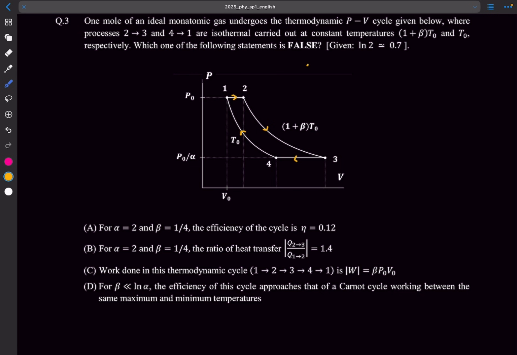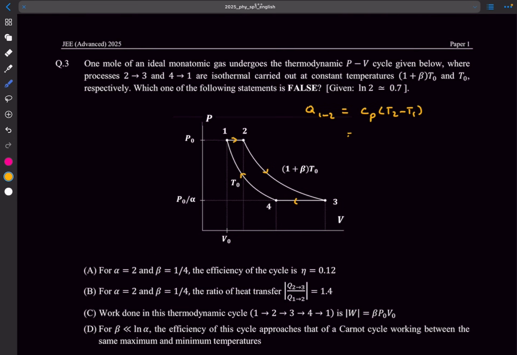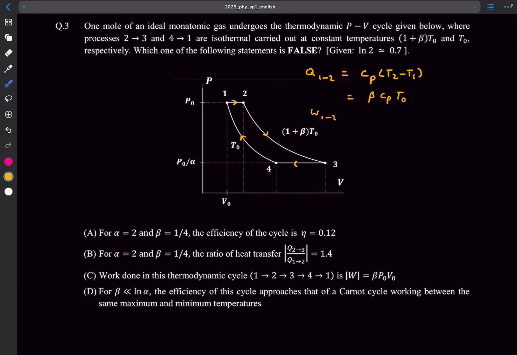The heat input for the process 1 to 2 would be Cp multiplied by T2 minus T1, which is just Cp multiplied by, now T2 is (1 plus beta) T0 and T1 is T0, so the difference would be just beta T0. And the work done by the gas is just the pressure P0 multiplied by the change in volume, V2 minus V1. If we apply the ideal gas relation for the process 1 to 2, we can say P delta V equals nR delta T. So n is 1.